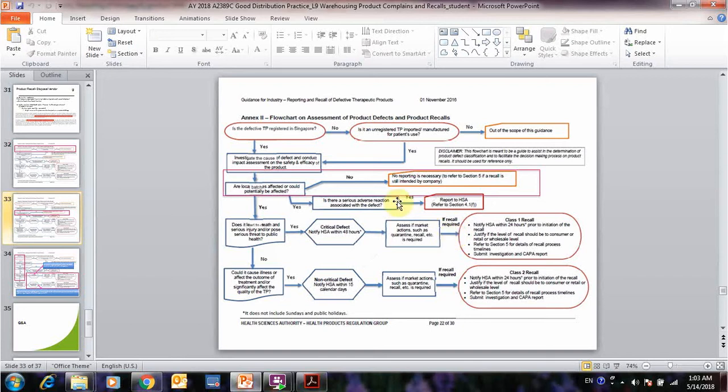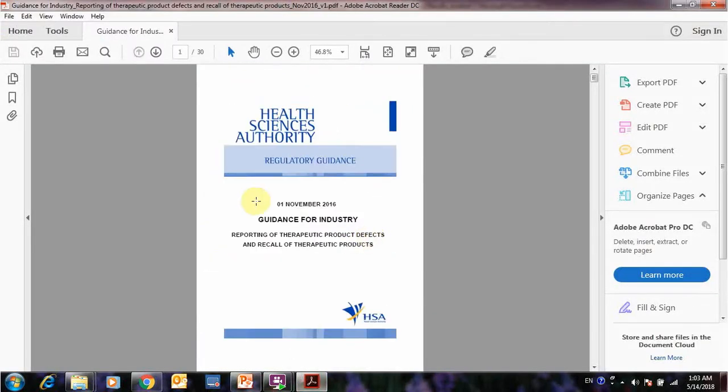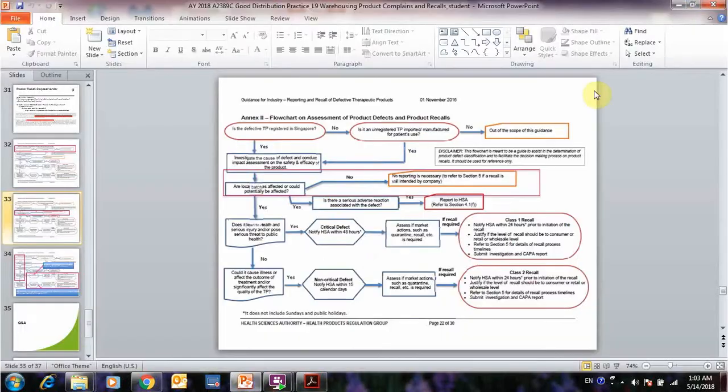On product recall. So under this flow chart, you are able to see the sequential flow of certain activities on product defects and product recalls. This information is actually retrieved from these guidance notes from HSA, which is guidance for industry reporting of therapeutic product defects and recall of therapeutic products. In fact, most of the important information here and the gist of these are actually summarized in the PowerPoint slides. So I will just go through some of the different scenarios here.